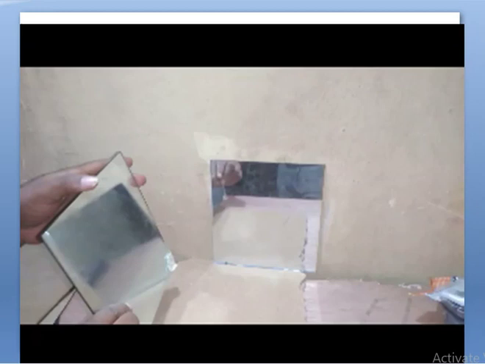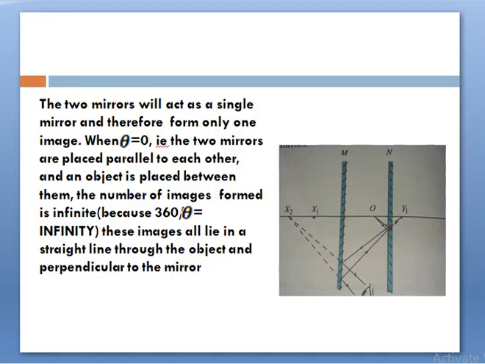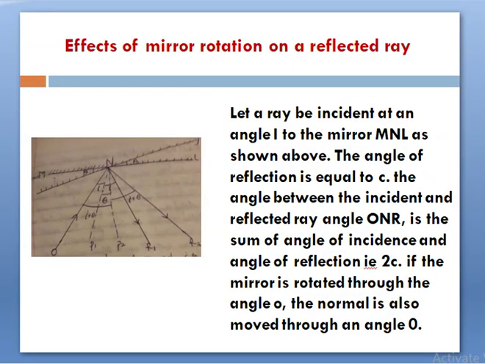As I showed you from this place, the practical aspect of it. When the mirrors were placed straight, the 2 mirrors are straight, 180, you will have how many images? You're going to obtain only 1 image. Now let's look at the effect of mirror rotation on a reflected ray. Effects of mirror rotation on a reflected what?